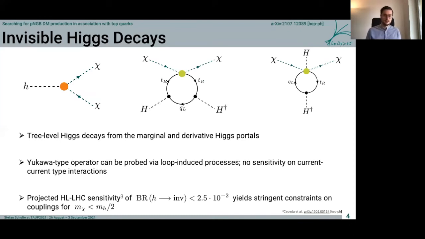So invisible Higgs decays can only probe the Yukawa type interaction of dark matter with standard model fermions, but not the current type interactions. Now, in general, we just computed the partial decay width of the standard model Higgs boson and compare the implied Higgs to invisible branching fraction to the projected high-luminosity LHC limit. This gives us quite strong constraints, as I will show you later on.